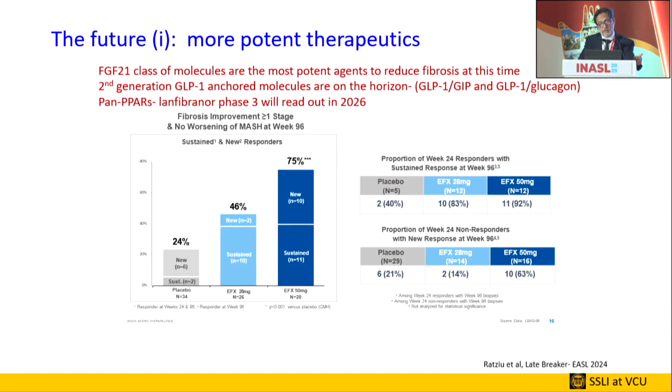Now, the future. The future are FGF21s. So GLPs are already here, saroglitazar is here, lanifibranor will read out, which is a pan-PPAR agonist, probably by next year in phase 3. But the future really, I believe, are the FGF21s. And these are the data that were presented last year.